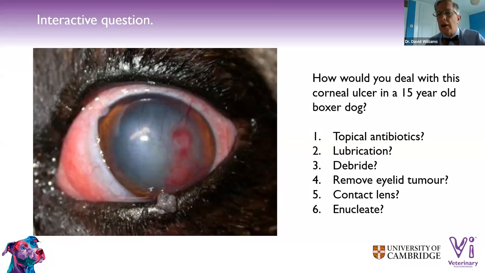Do you mind if we carry on for a bit? Let's talk about corneal ulcers for a bit. What would you do in this 15-year-old boxer dog? Would you do topical antibiotics or lubrication? Would you debride the ulcer? Would you remove the eyelid tumor? Put a contact lens on? Enucleate?